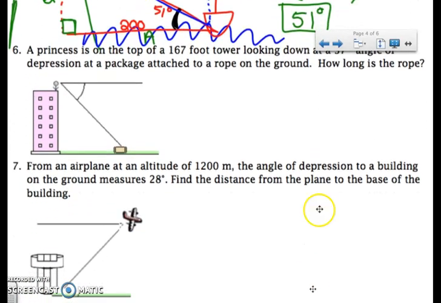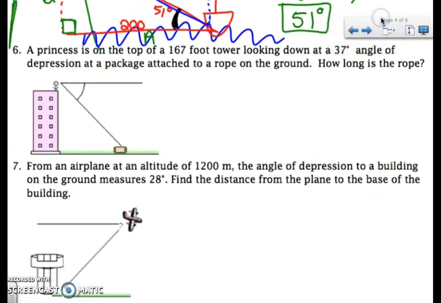Thankfully these are all drawn for us. So you have a princess on top of a 167-foot tower. I know this tower is 167 feet tall, looking down at an angle of 37. Notice they drew the eye level and then they drew the angle of depression, which is the same down here.